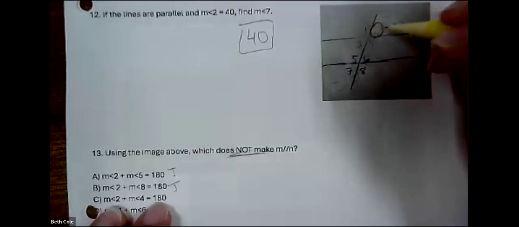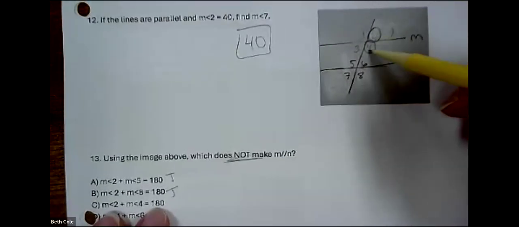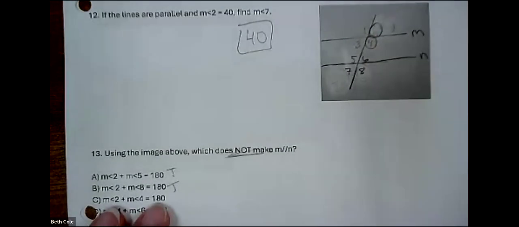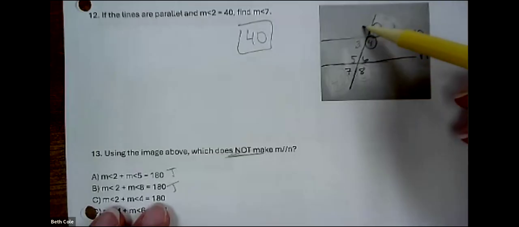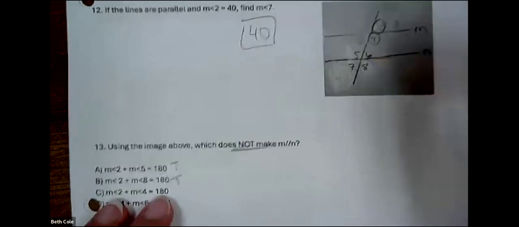All right, 2 plus 4. Here's where we have an issue. Why would 2 and 4 not give you that the lines are parallel? Yeah, they're on the same line. You don't have anything from n there. Okay, so I'm pretty sure that's my answer, but let's just check the last one to be sure. 4 and 6. So that's these two. Those are same side interior, which should equal 180. So that's true. So our answer is C.